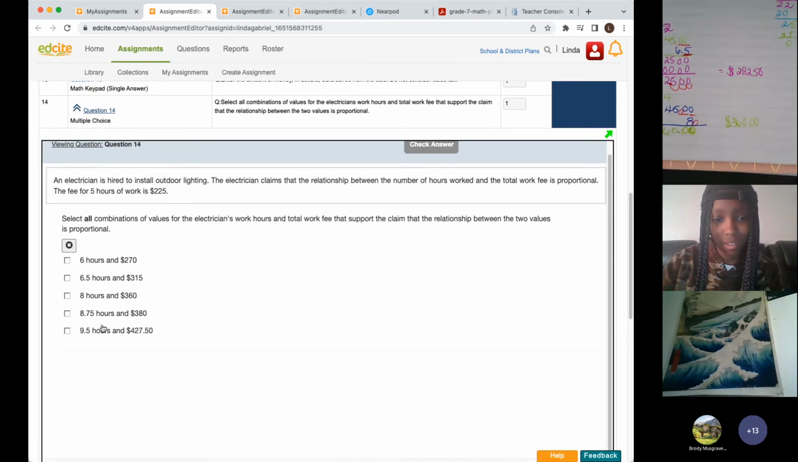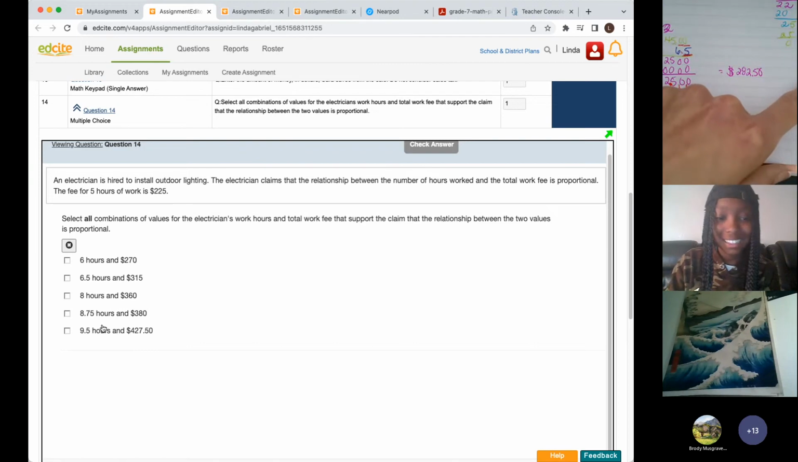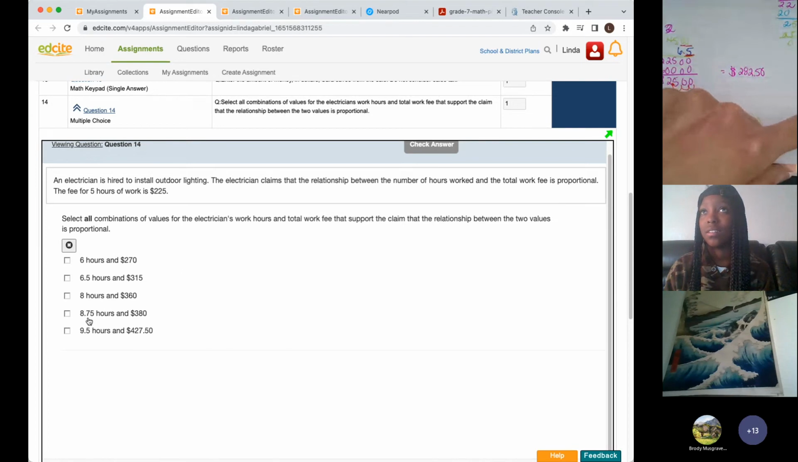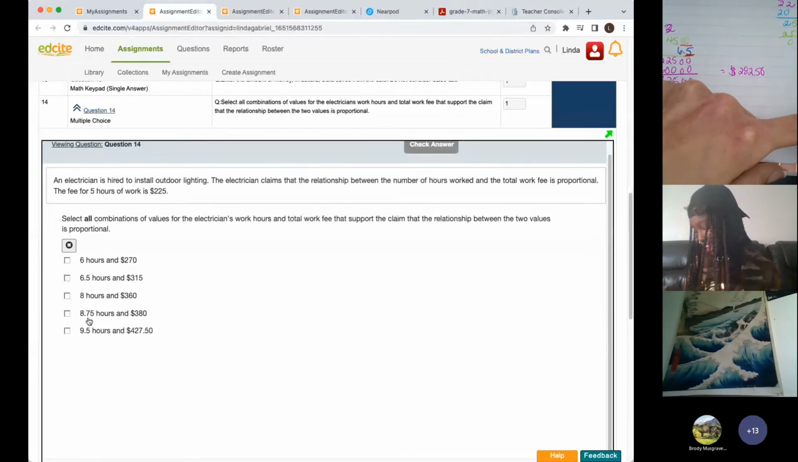All right, so now I'm going to check to make sure that my next values match. Since I am charging, I know he's charging $45 an hour. I have 45 times 8.75. 5 times 0 is 0. 5 times 0 is 0. 5 times 5 is 25. Carry the 2. 5 times 4 is 20 plus 2.